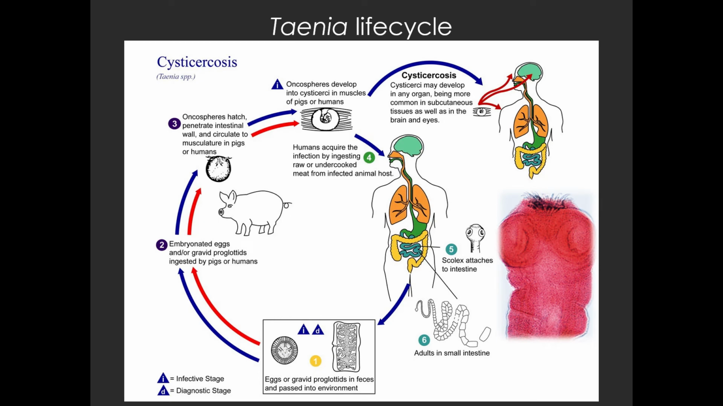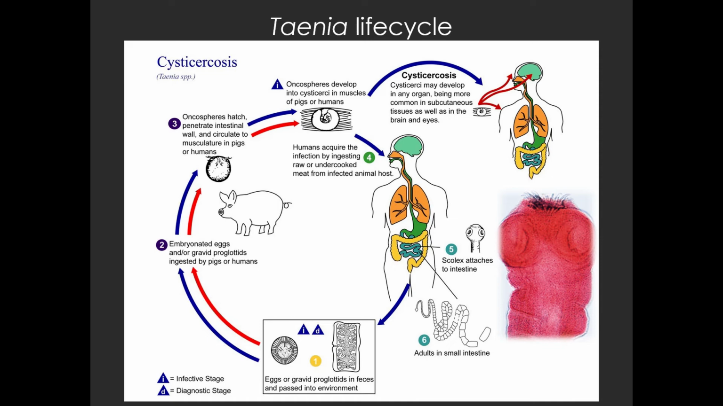So the pig eats the eggs or gravid or lost proglottids, pieces of the tapeworm, typically in fecal material, right? Pigs are not super picky about what they eat, so they will eat fecal material. And once they do that, those eggs will move into their intestinal tract, they will hatch, and they will move into the musculature of the pig by actually penetrating the intestinal wall.